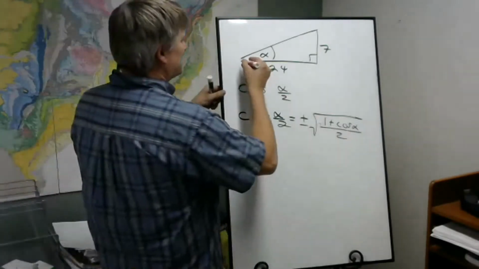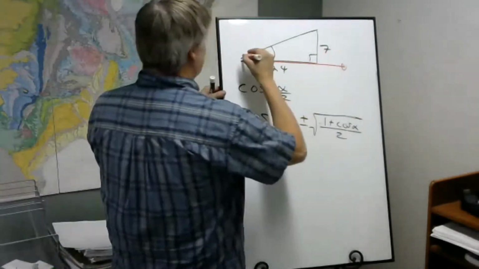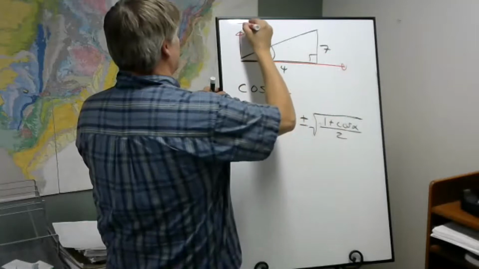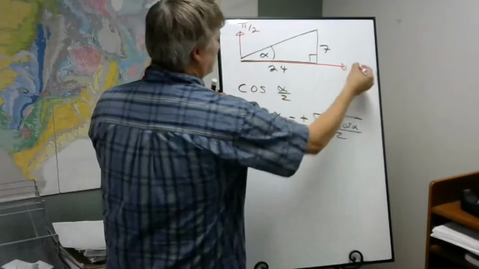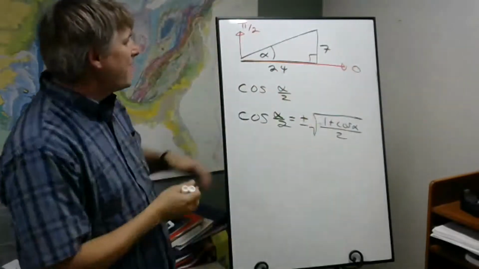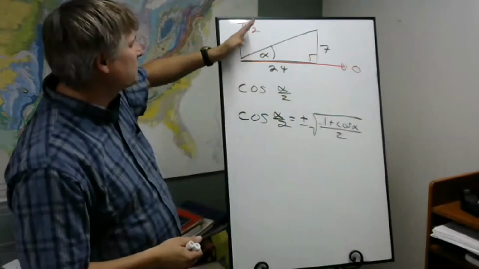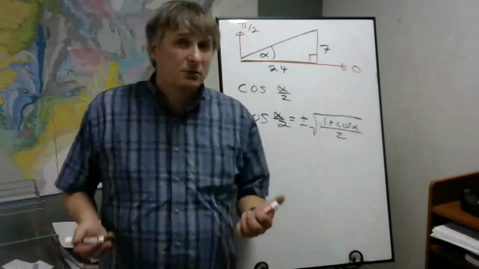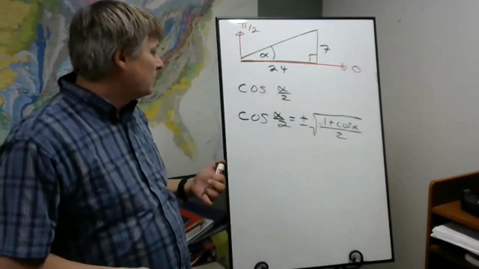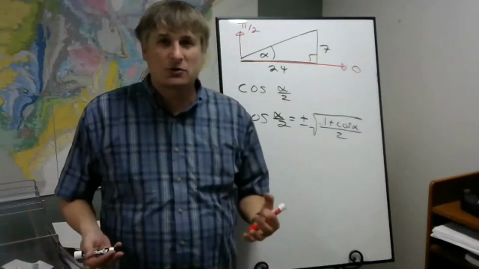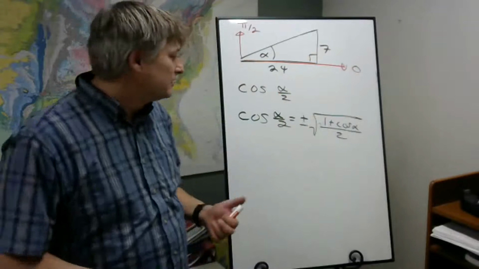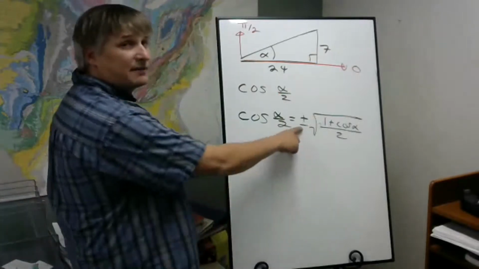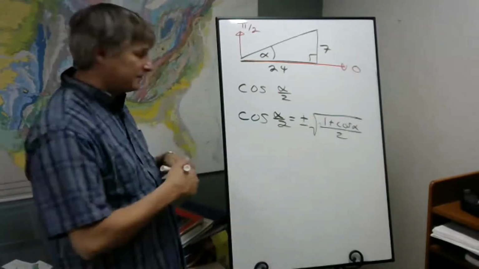So if we're thinking of this in terms of the unit circle, there's pi over 2, there's 0. So alpha is an angle between 0 and pi over 2. It's in the first quadrant. So because it's in the first quadrant, well, the cosine of all angles in the first quadrant is positive. So that means we're not going to have the negative. This will be a positive.